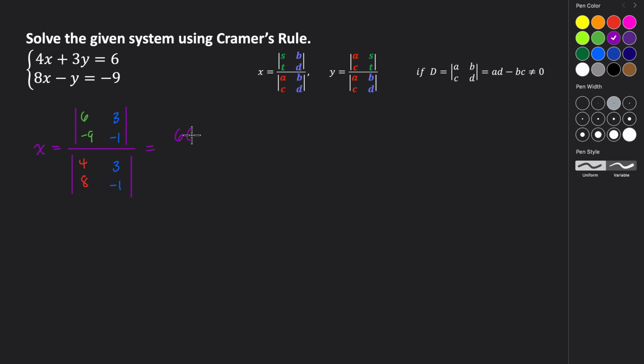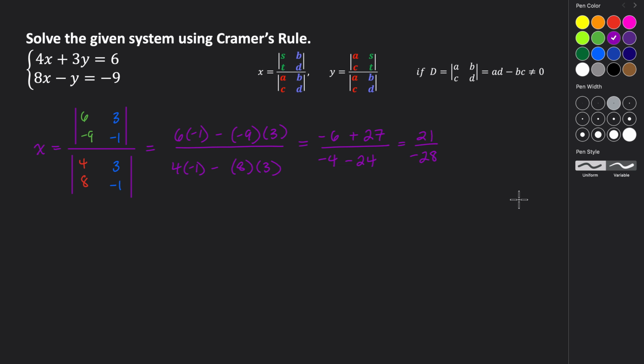So 6 times -1 minus -9 times 3, all of that divided by 4 times -1 minus 8 times 3. Do the simplifying, so that's going to be -6, minus -9, so the opposite of -9, so 9 times 3, that's 27, so -6 plus 27 divided by, so that's -4, and then 8 times 3 is 24, so minus 24. What do we get? So that is 21 divided by -28.